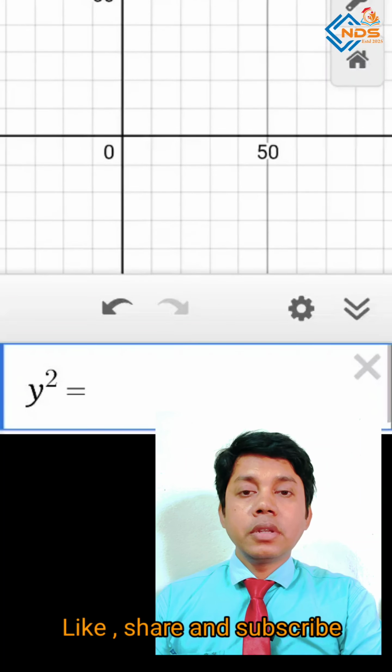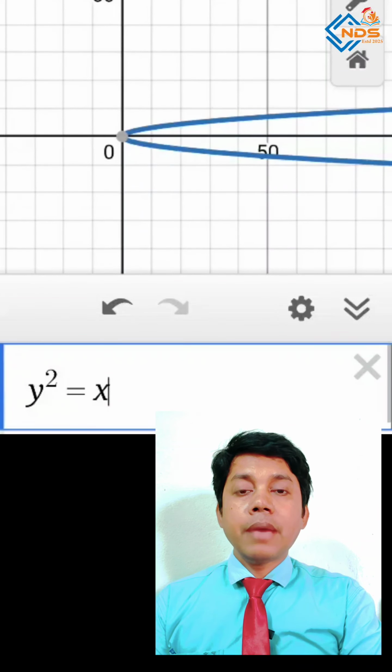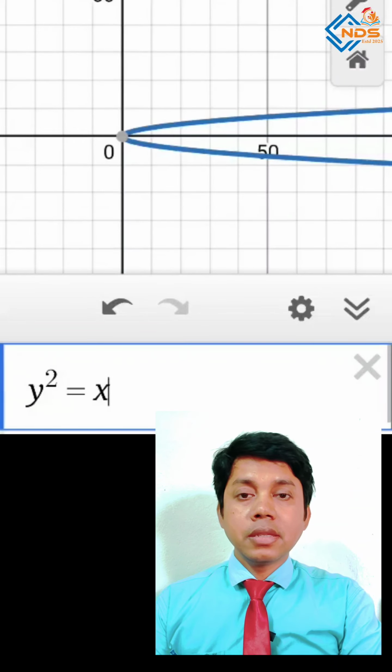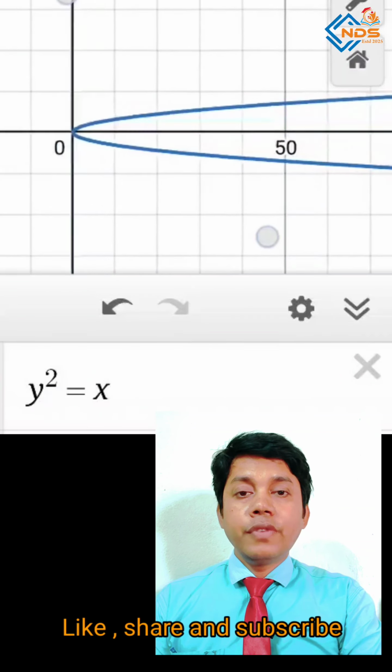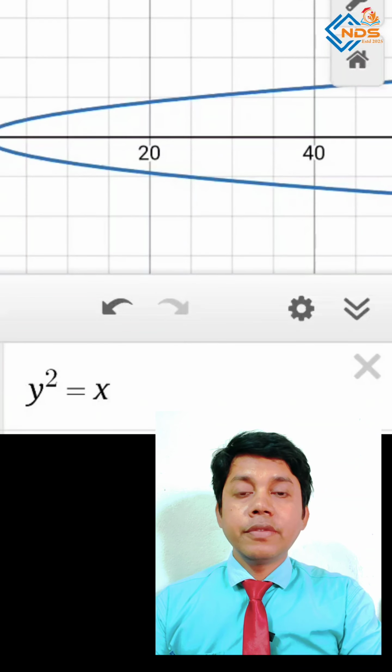Now, if you see graphically for the graph y square is equal to x, you see that the graph is above and below the x-axis. That means for each value of x there are two values for y. That means y has two values, one the positive, which is above the x-axis, and the other is negative, which is below the x-axis.